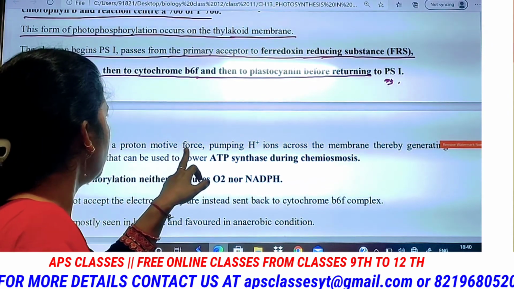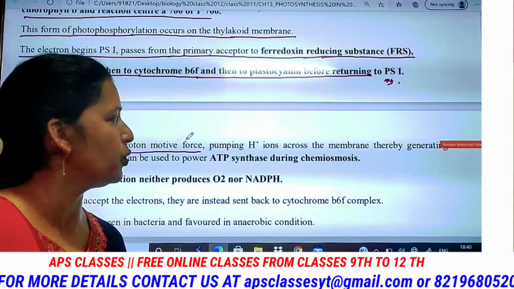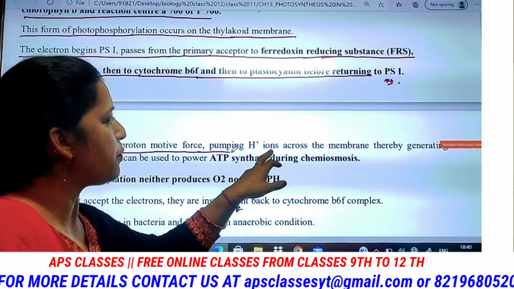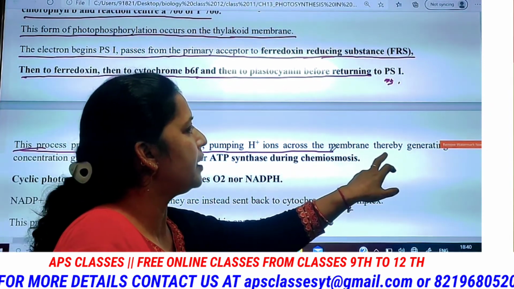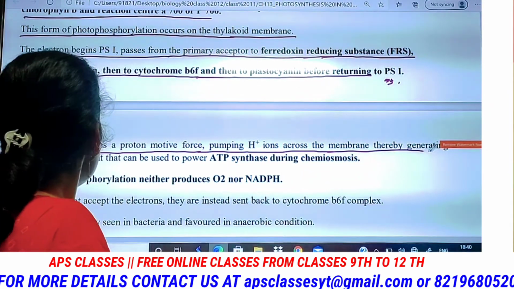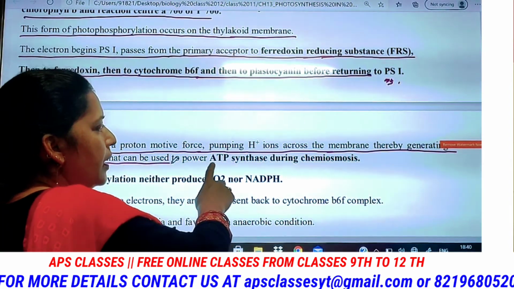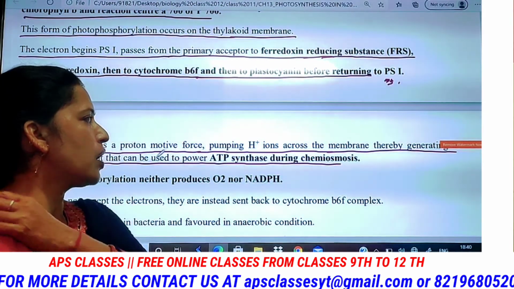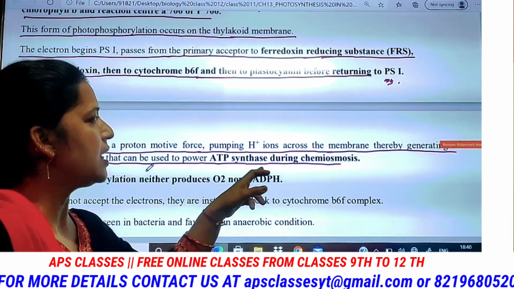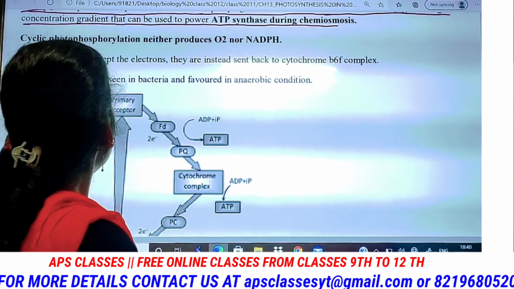This process produces the proton motive force by pumping H positive ions across the membrane, thereby generating concentration gradients that can be used to power ATP synthesis during chemiosmosis. So during that process it produces ATP synthesis during chemiosmosis.